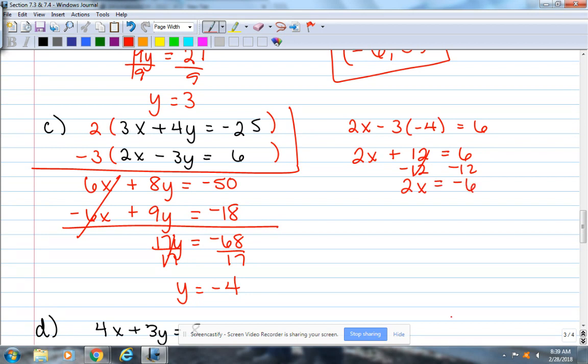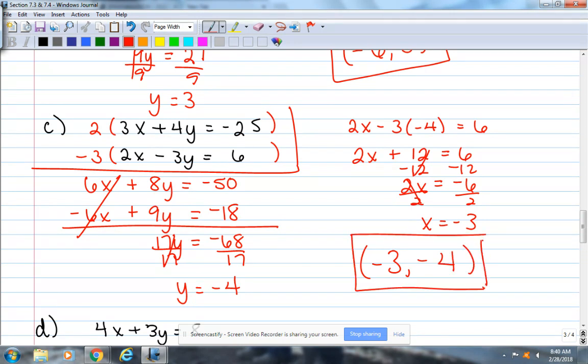All right, and then we divide by 2. And I'm getting x equals negative 3. Y'all getting that? And my ordered pair is negative 3, negative 4. Now we're all the way here.